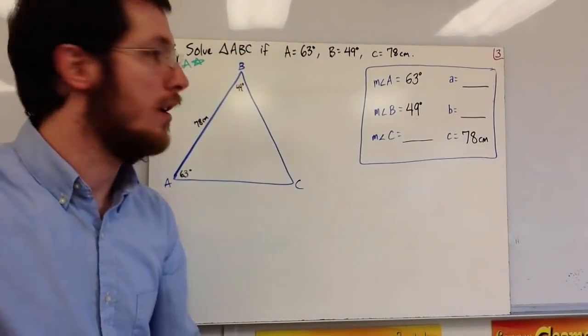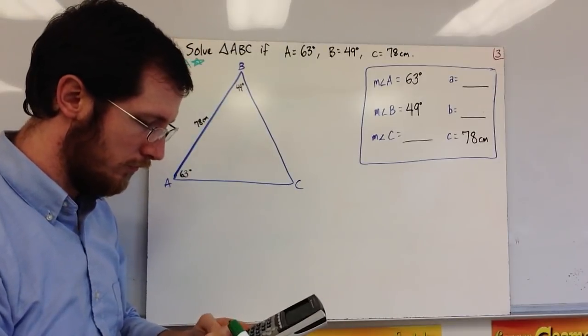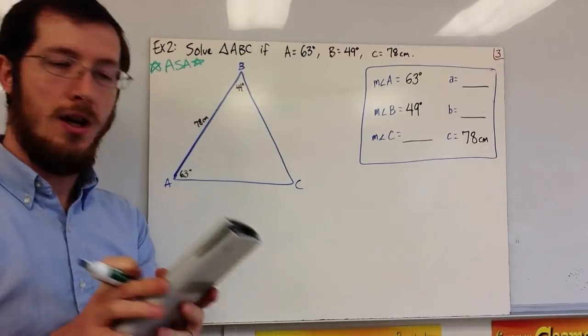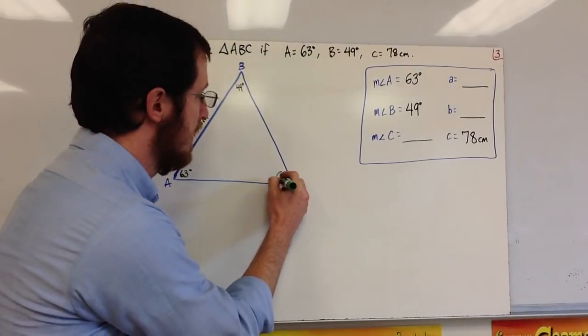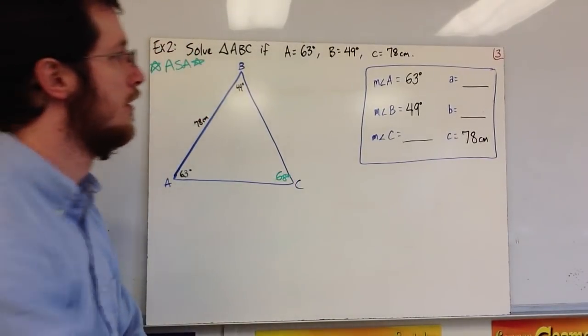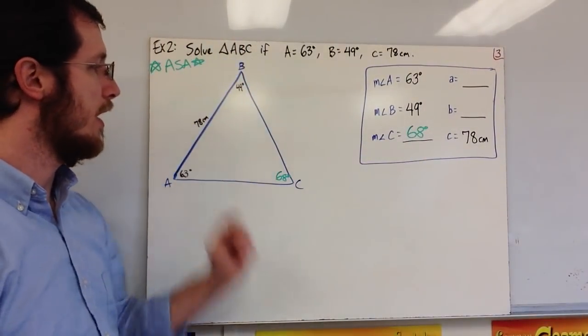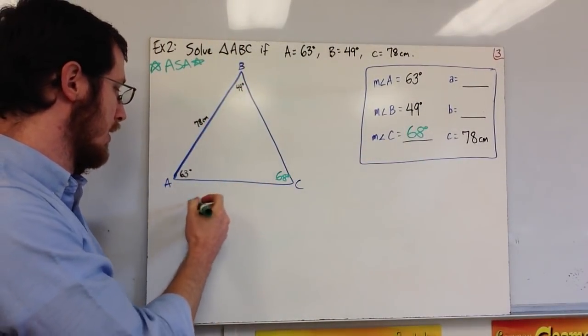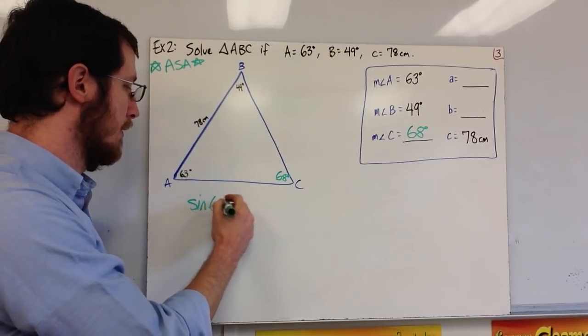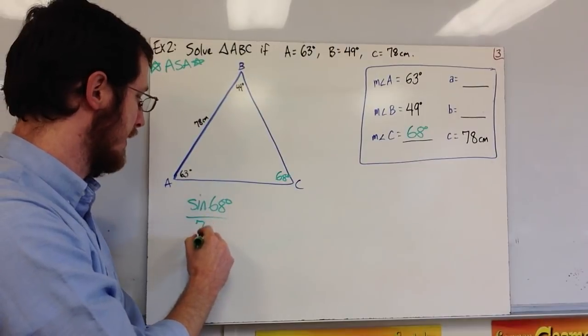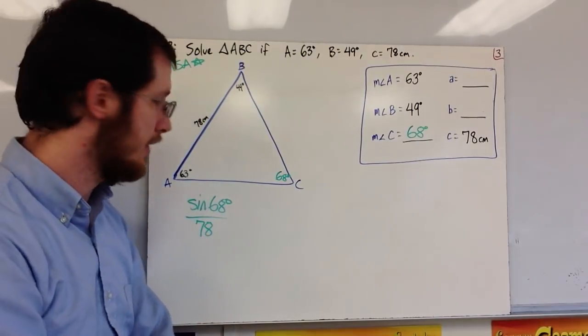Okay, so we can do 180 take away 49, take away 63. And that tells us that our angle C is 68 degrees. So we can fill that into our table. Okay, we've got all 3 of our angles. Now we've got that pair. So we can start our law of sines with the sine of 68 degrees over its opposite side, 78 centimeters.